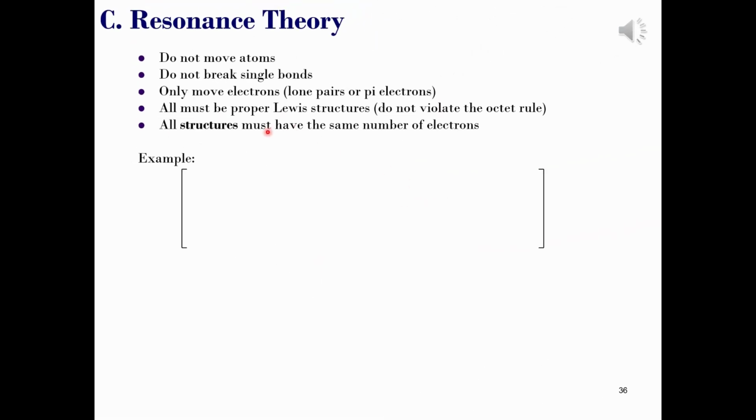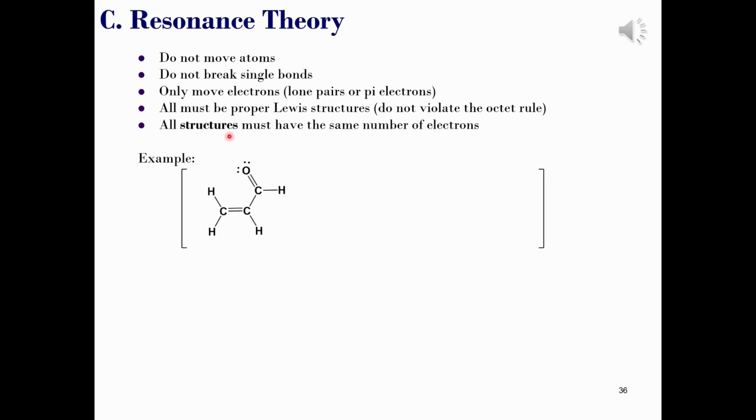I've summarized all of the ideas about resonance theory onto a single slide. The first key rule is not to move any atoms, so you mustn't break any single bonds. When you move electrons using the curly arrows, those electrons are typically lone pairs or pi electrons. The resonance structure you draw has to be a proper Lewis structure, so you must not violate the octet rule for any of its atoms.